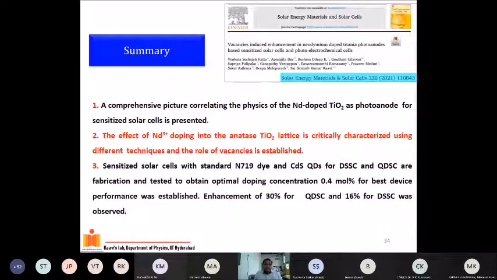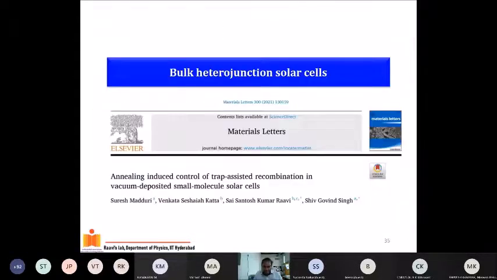Now, importantly, the sensitized solar cell with N719 dye as well as quantum dot gave you the best efficiency for the optimal doping. Enhancement is seen up to 30% for quantum dot and 16% for DSSC. So overall, the message which I want to give in this particular talk is what are the techniques which we have used to explain why our devices perform better. Okay, so this is one experiment which I'm talking about.